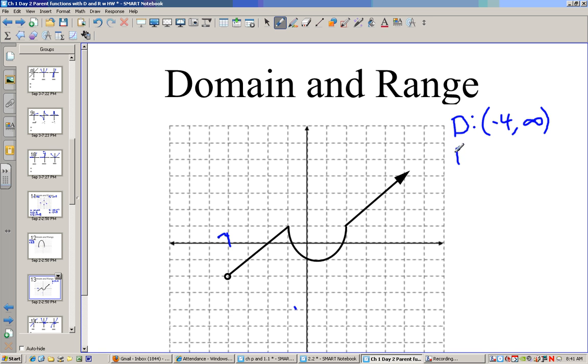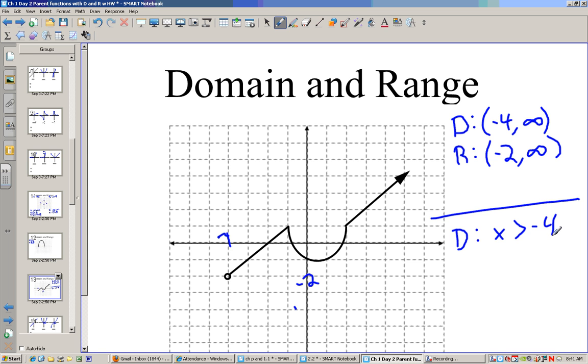Now for our range, it has a minimum value at -2, but it's not exactly minimum at -2. And then it's everything above that, so it goes all the way up to infinity. Another way we could say this is we could say my domain, my x values are greater than -4. Notice I didn't say equal to. And my range, my y values, are greater than -2.